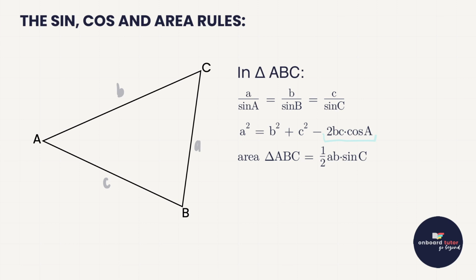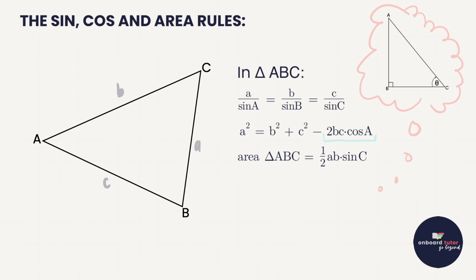And then finally, the area rule, a half ab times sine C. So again, it depends which angle you have. If you were given sine A, then you would switch that out and you would say a half bc. So it's very good to practice as many of these questions as possible so that you get good at knowing how to adapt the formula.